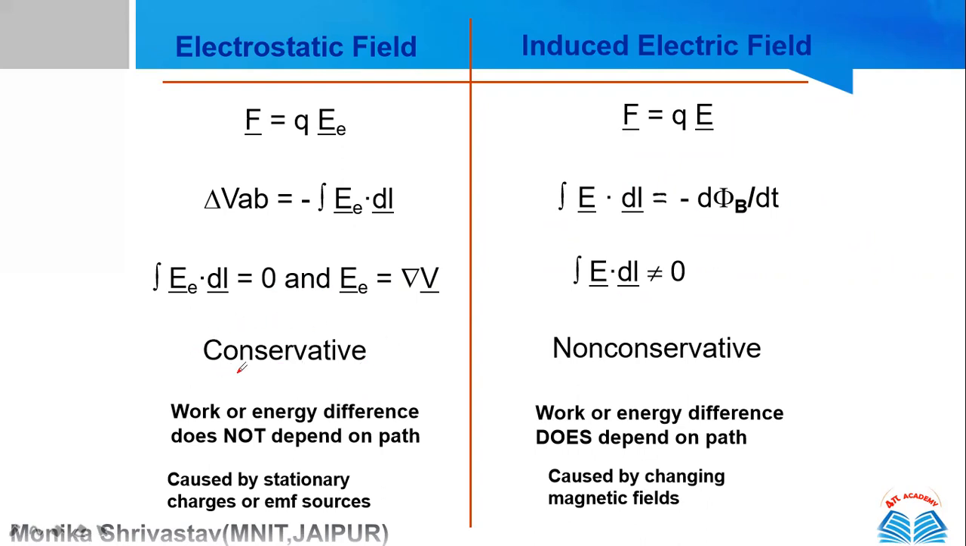Electrostatic field is always conservative. Induced electric field is non-conservative. A question was from here in the GATE exam. In the electrostatic field, work or energy difference doesn't depend on path. In the induced field, work or energy difference does depend on path. The electrostatic field is caused by stationary charges or EMF sources, and the induced field is caused by changing magnetic fields. These are two major differences between the electrostatic field and the induced electric field.